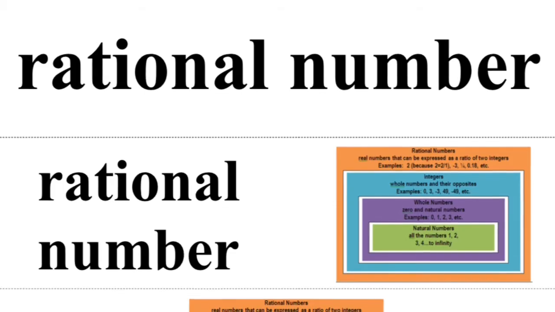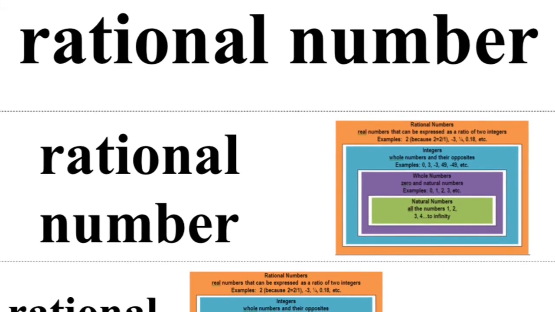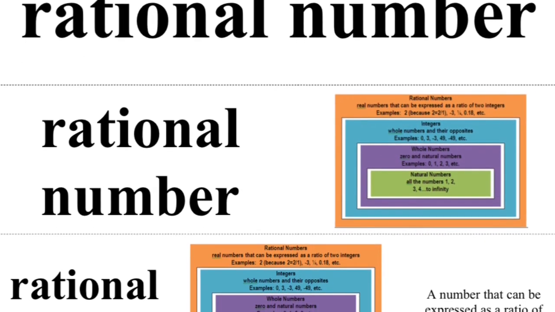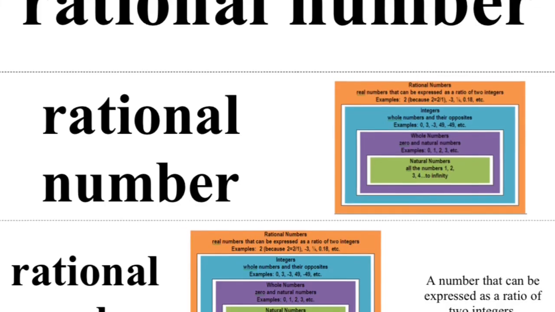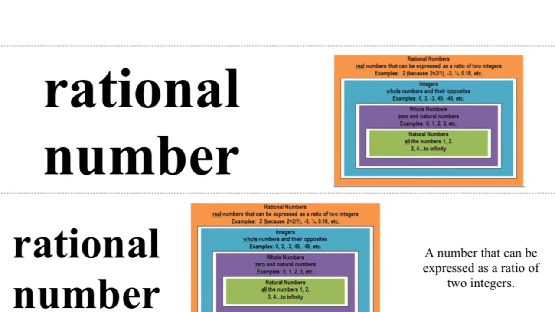A rational number is any number that can be written as a fraction. For example, 2/3 is rational. 0.5 is rational because it could be written as 1/2. 3 is rational because it could be written as 3/1.